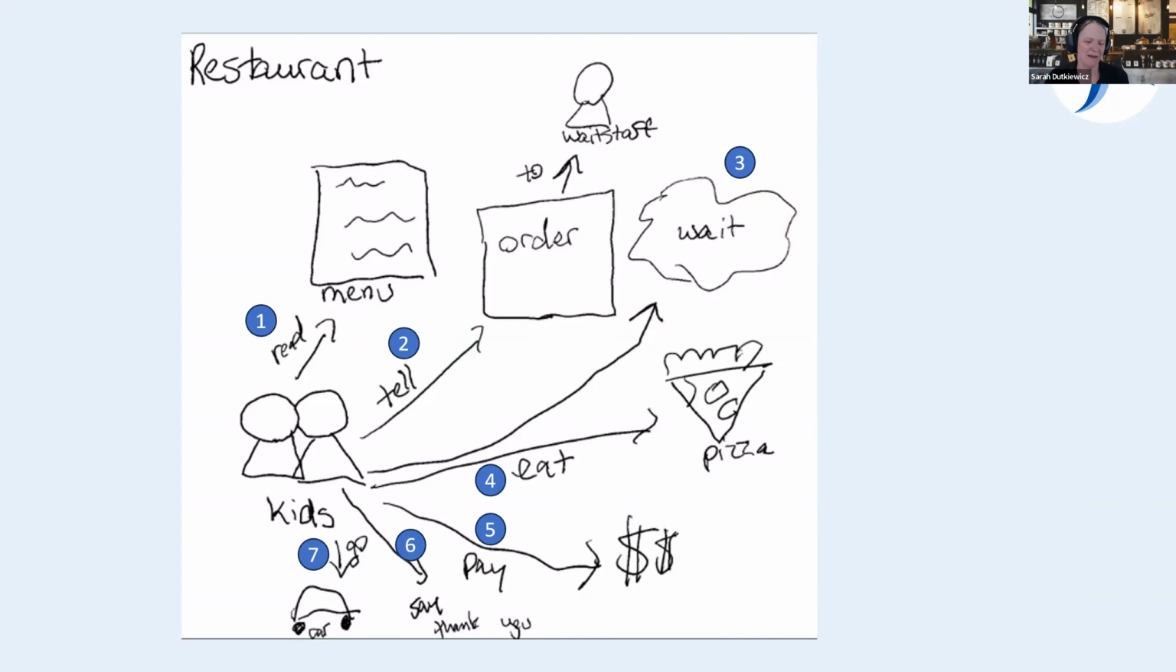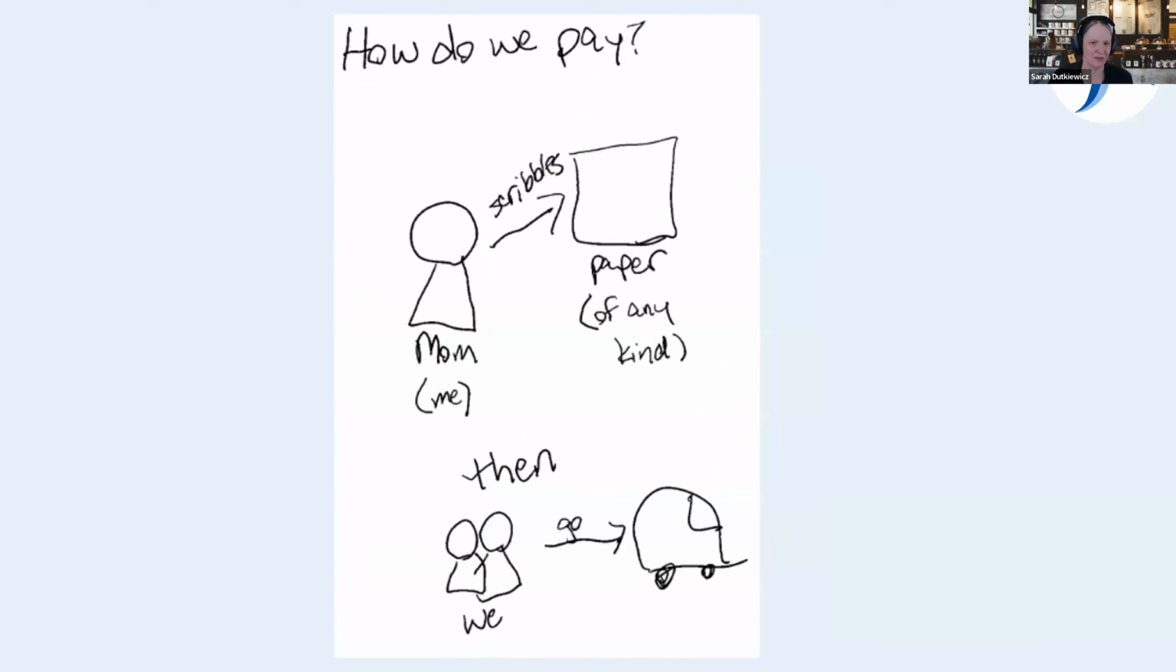But me being the mom that I am, I was just like, all right, let's see what they're actually paying attention to. I was like, how do we pay? And their story was, well, mom just scribbles on any piece of paper and then we leave. That's how mom pays. But any piece of paper, I could even scribble on a napkin and then we'd be good to go, according to the kids.